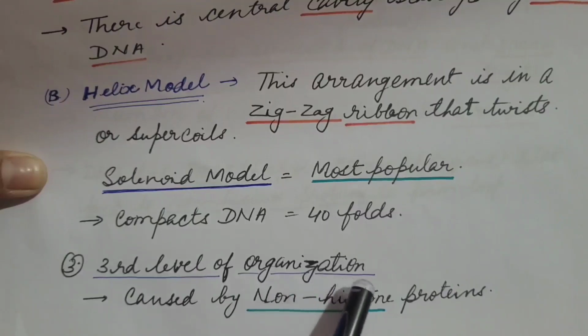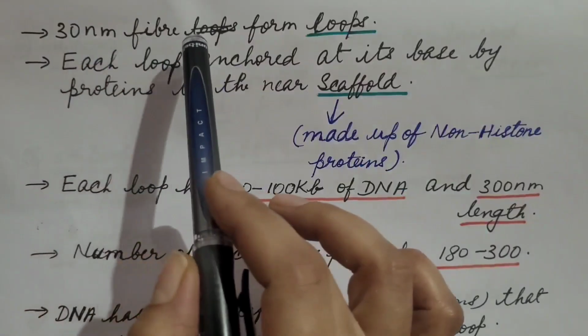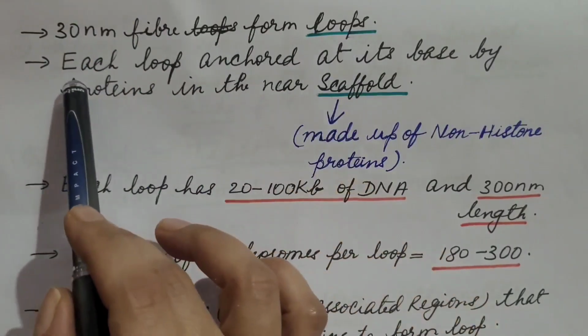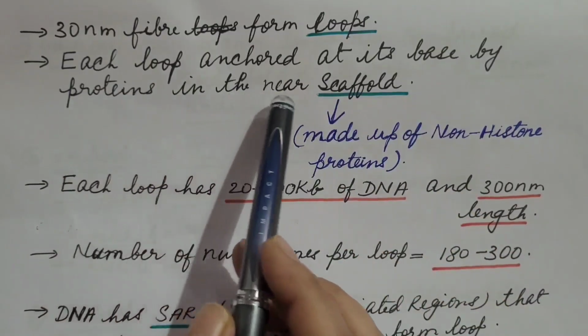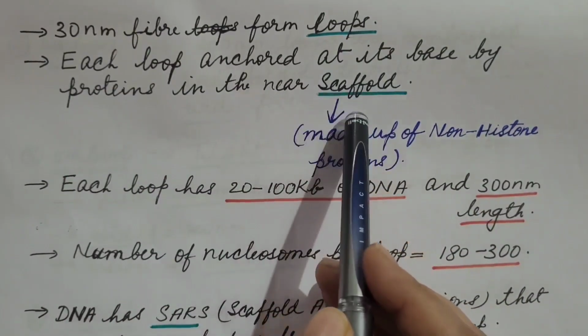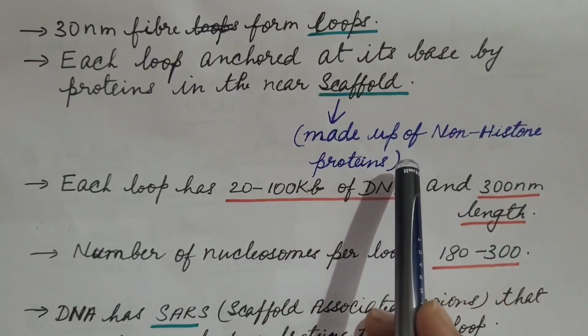Next is third level of organization, and this is caused by non-histone proteins. 30 nanometer fiber forms loops. Each loop is anchored at its base by proteins in the nuclear scaffold. This scaffold is made up of non-histone proteins.